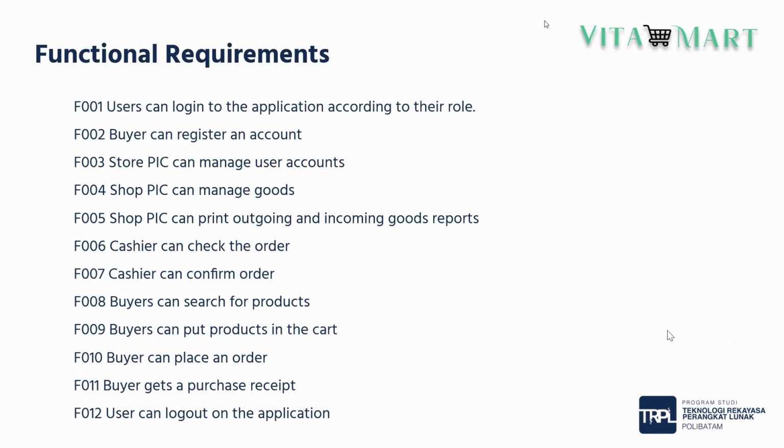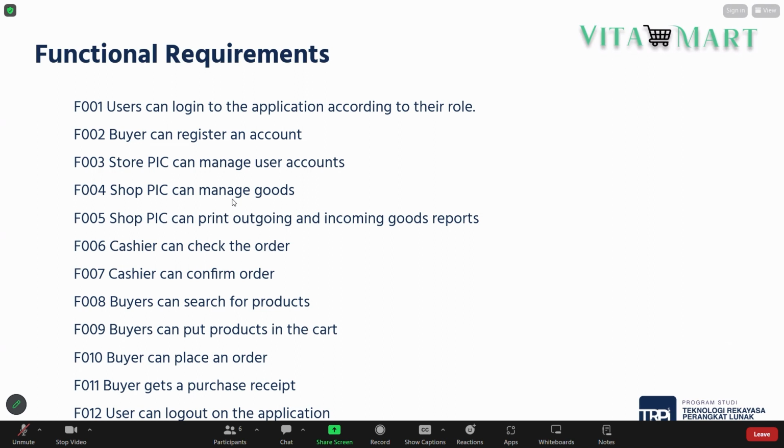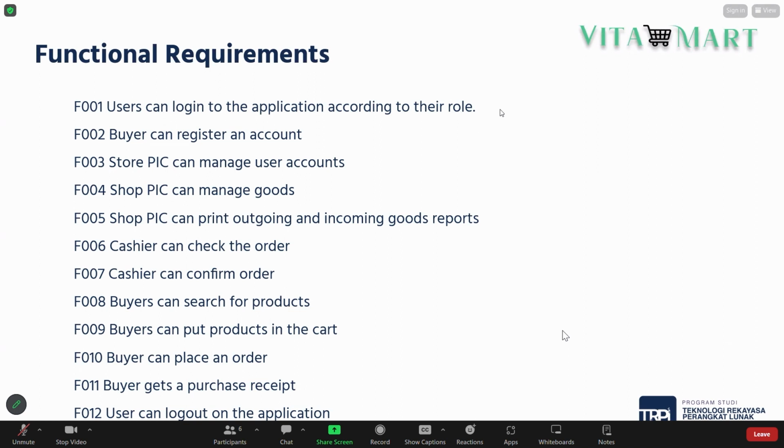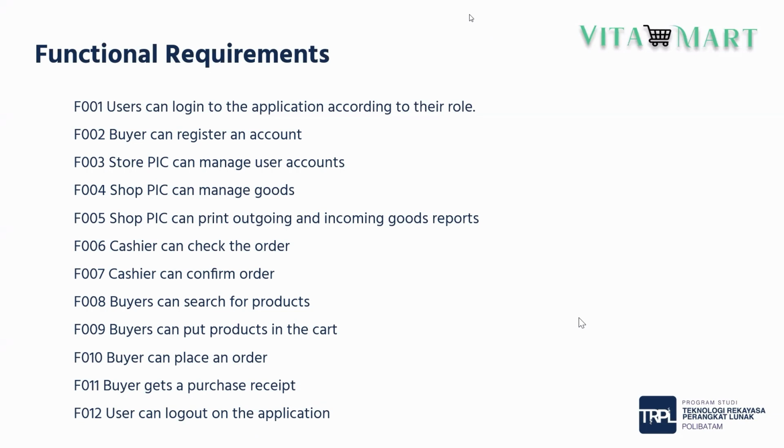Okay, next slide is the functional requirements. First, users can log in to the application according to their role. Next, buyers can register an account. Next, store PIC can manage user accounts. Next, shop PIC can manage goods. Next, shop PIC can print outgoing and incoming goods reports. Next, cashier can check the order. Next, cashier can confirm the order. Next, buyer can search the product. Next, buyer can put the product in the cart. Next, buyer can place an order. Next, buyer gets the purchase receipt, and lastly, users can log out of the application.